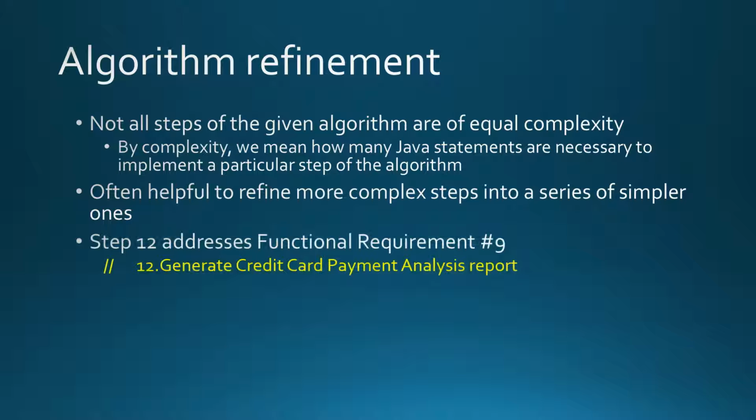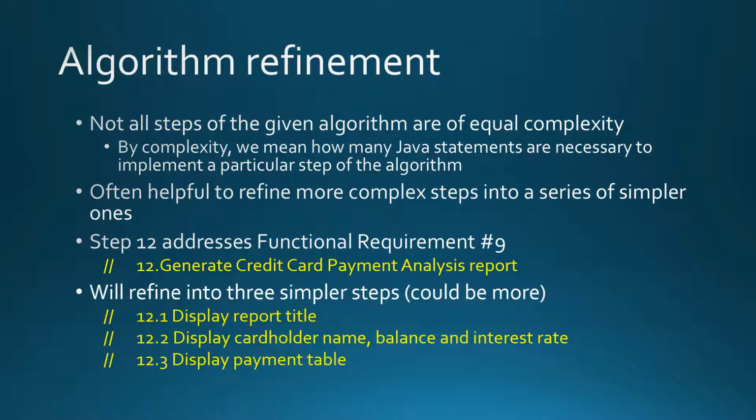much simpler. So in particular, step 12 addresses functional requirement number 9, generate the credit card payment analysis report. What we're going to do is refine that into 3 simpler steps, and there actually could be more. But for this tutorial, 3 will be sufficient. So the first sub-step will simply be display the report title, and the second is we're going to display those headings that combine a label with one or more of the inputs. And then 12.3 will address in a future iteration.